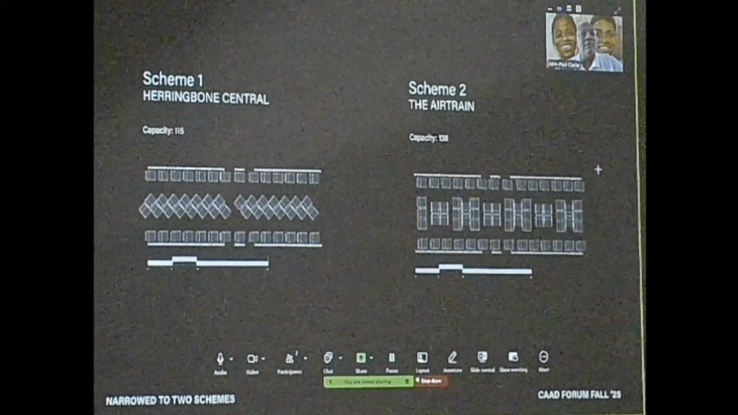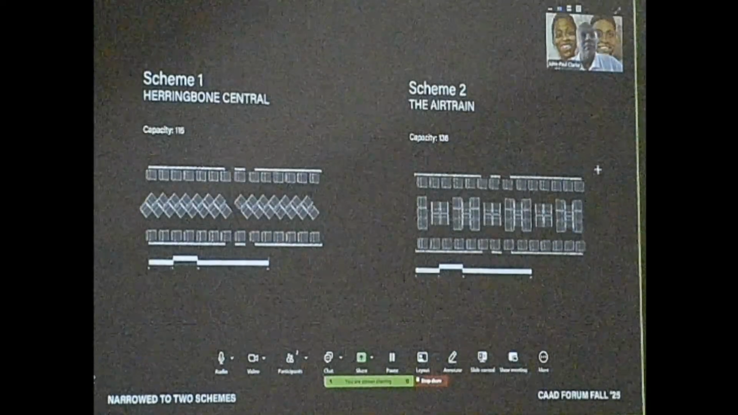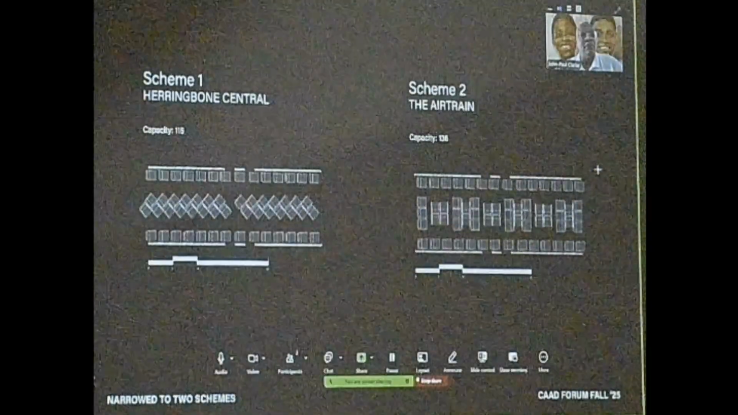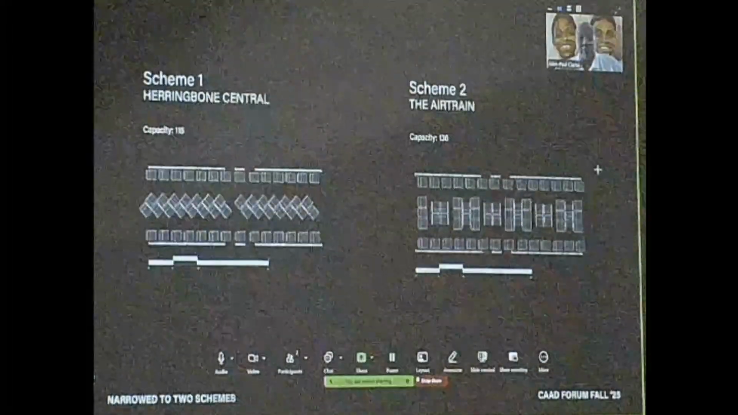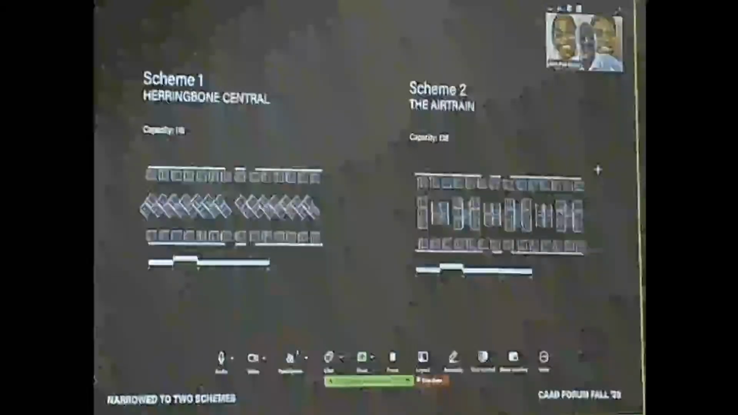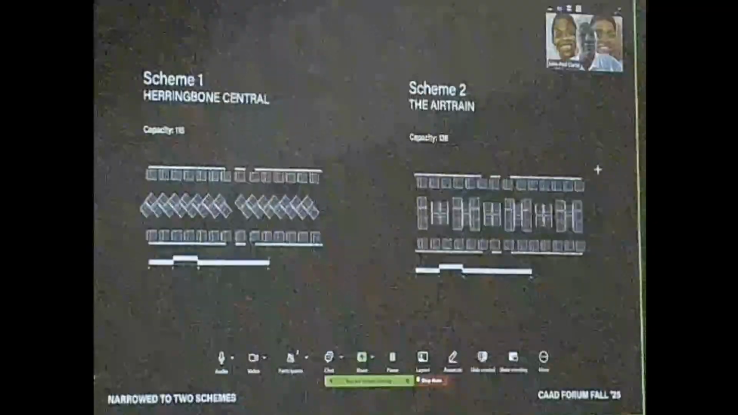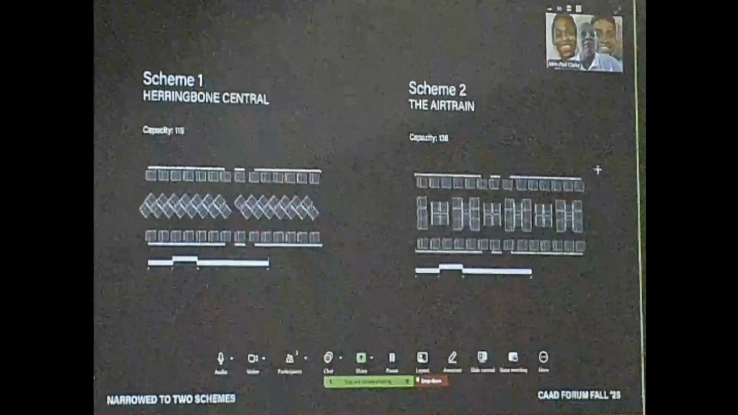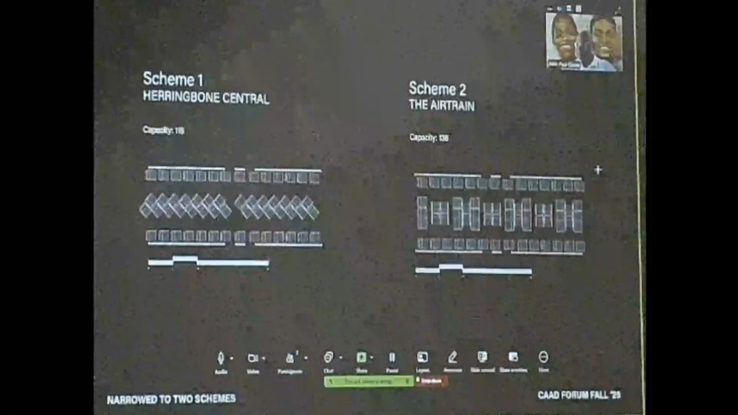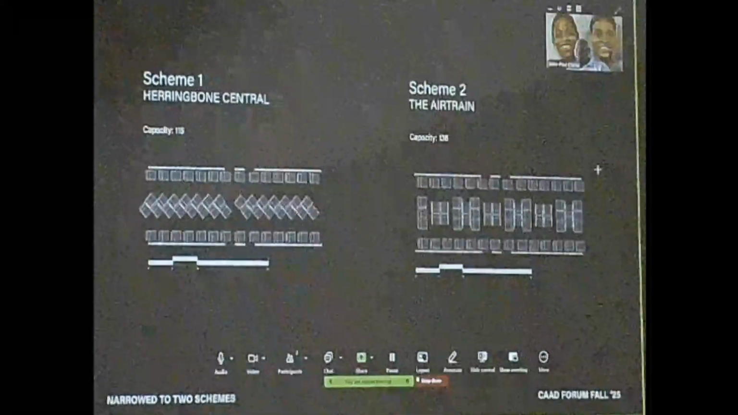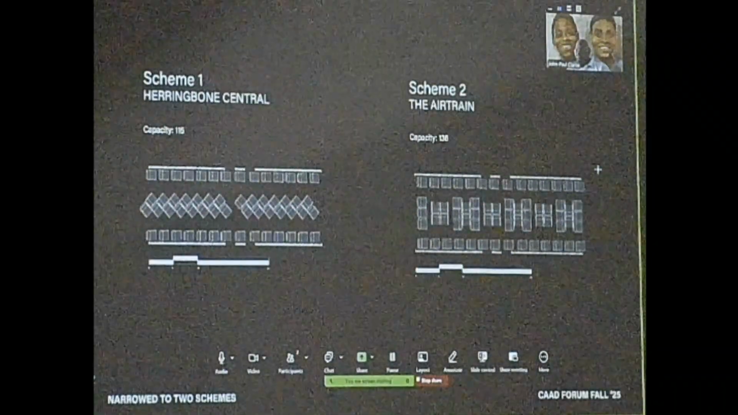And so, yeah, we narrowed it down to two schemes that we've been referring to as the herringbone and the air train. We liked the herringbone configuration because it really provided the most amount of privacy and independence. You definitely wouldn't have to crawl over someone to get to the restroom, for instance. Everyone has their own individualized personal seat.